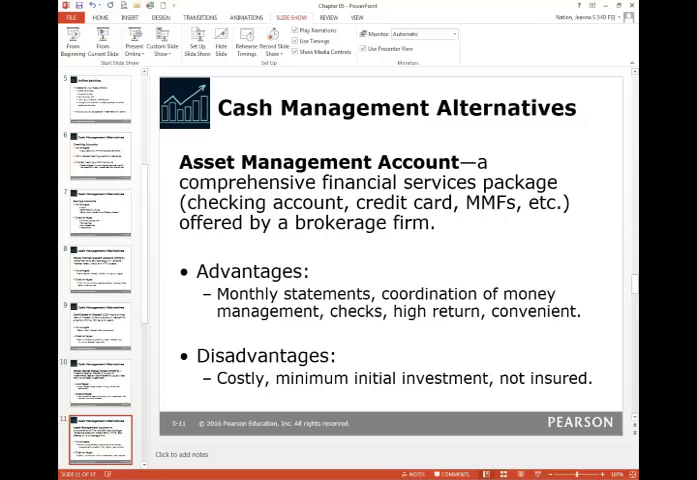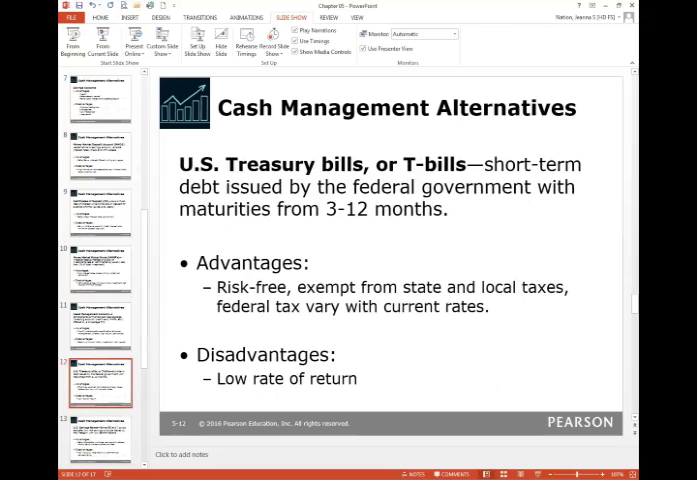Next we have T-bills, or treasury bills, whichever you want to call them. They're short-term debt that's issued by the federal government. They mature between 3 to 12 months. Advantages: these are seen as risk-free, as the government has always paid these items back. They're exempt from state taxation, and the interest rates vary. Disadvantages: the interest rates right now are extremely, extremely low.